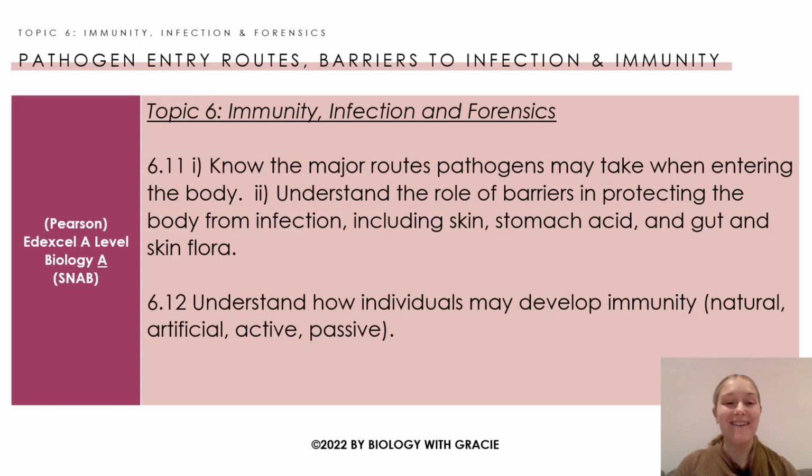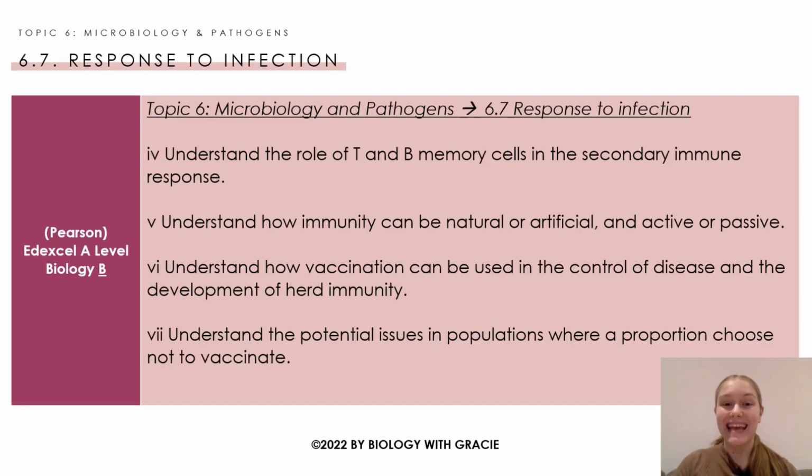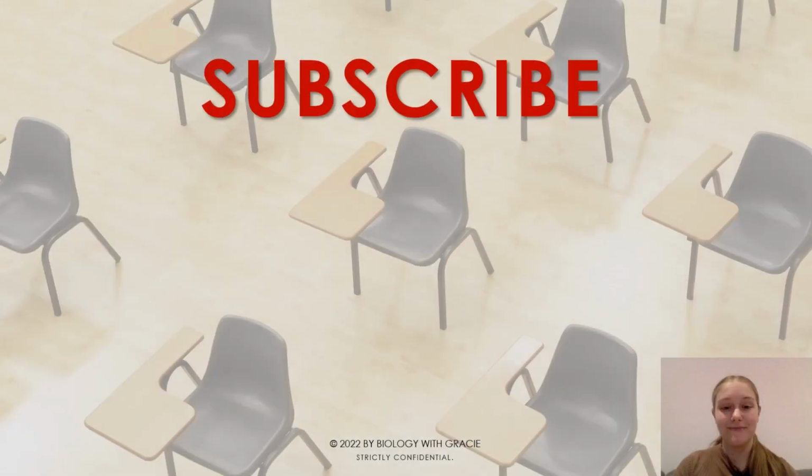So for Edexcel A, these are the specification points which we're going to be covering: 6.11 and 6.12 for topic 6, which is immunity, infection, and forensics. Feel free to pause the video and have a read through these if they're relevant for you. Then for Edexcel B, we're going to be covering points 4, 5, 6, and 7 from topic 6, which is microbiology and pathogens. And this is from point 6.7, which is response to infection. Again, if this is relevant for you, feel free to pause the video and have a read through.